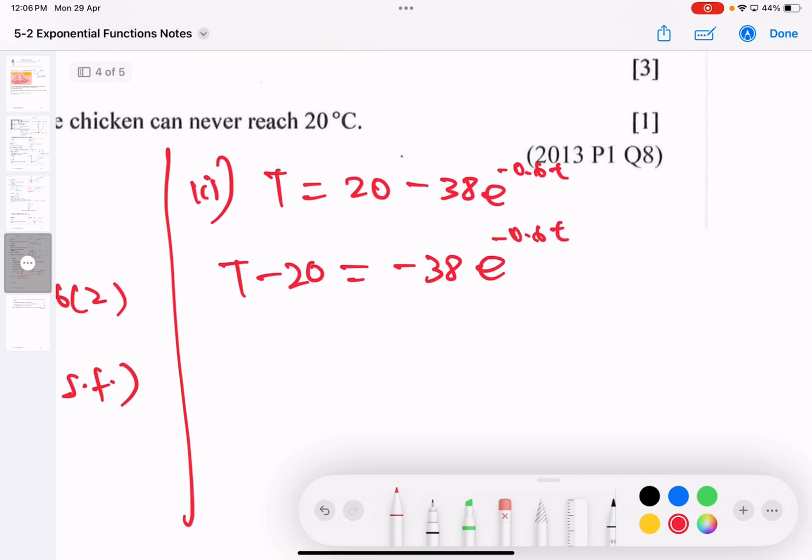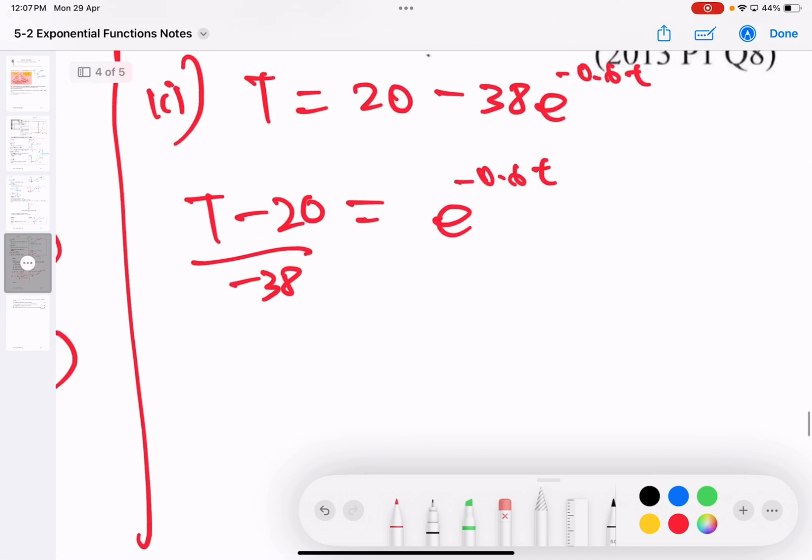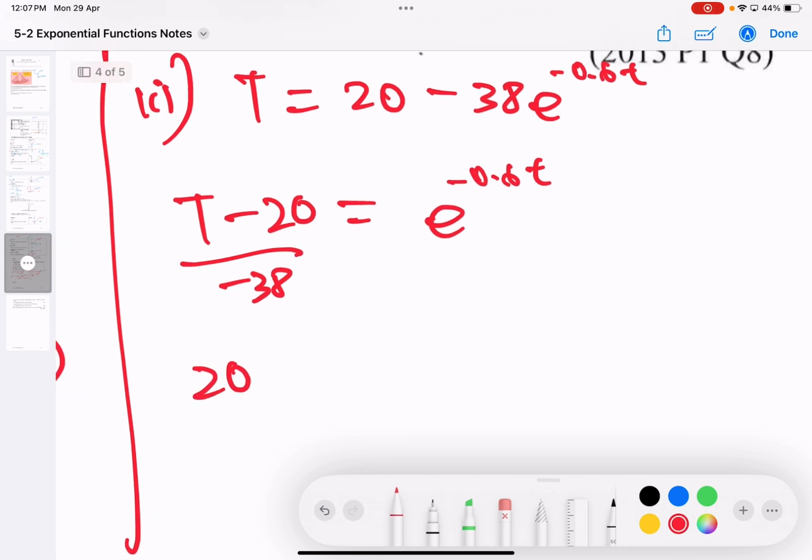I will divide both sides by negative 38. If I divide by negative 38 on this side, this will be my result. And negative 38, I can bring it up, so essentially it's basically just changing the sign. So (20 minus T) over 38 is e^(-0.6t).